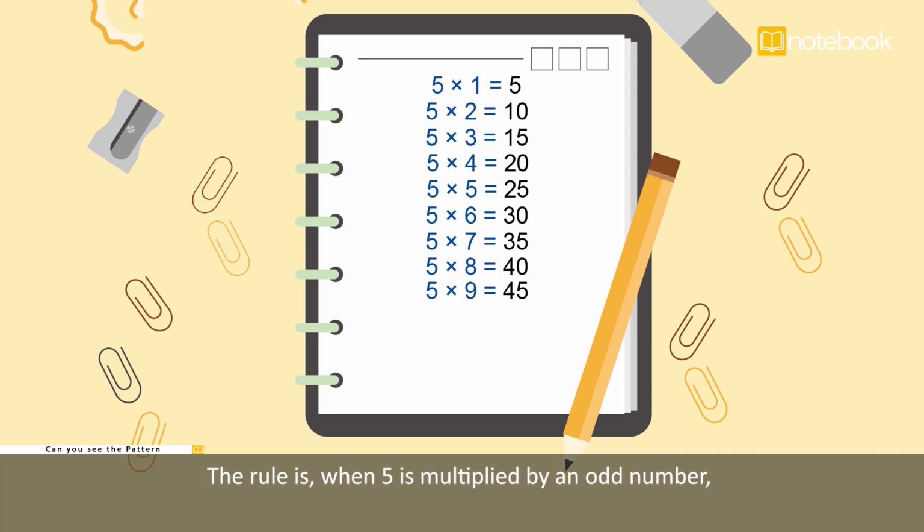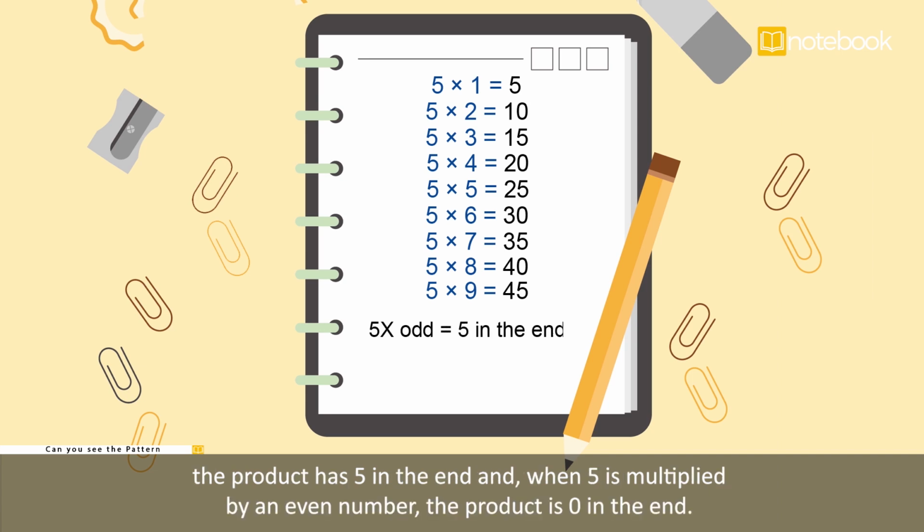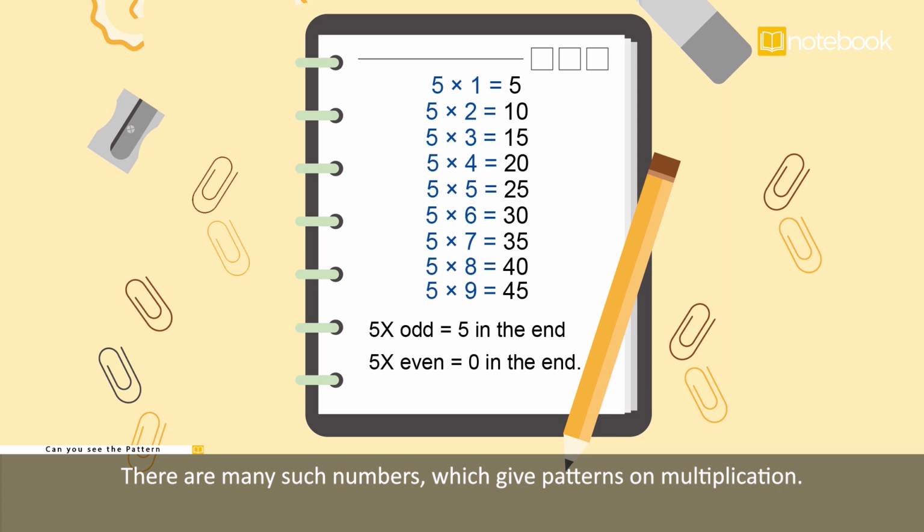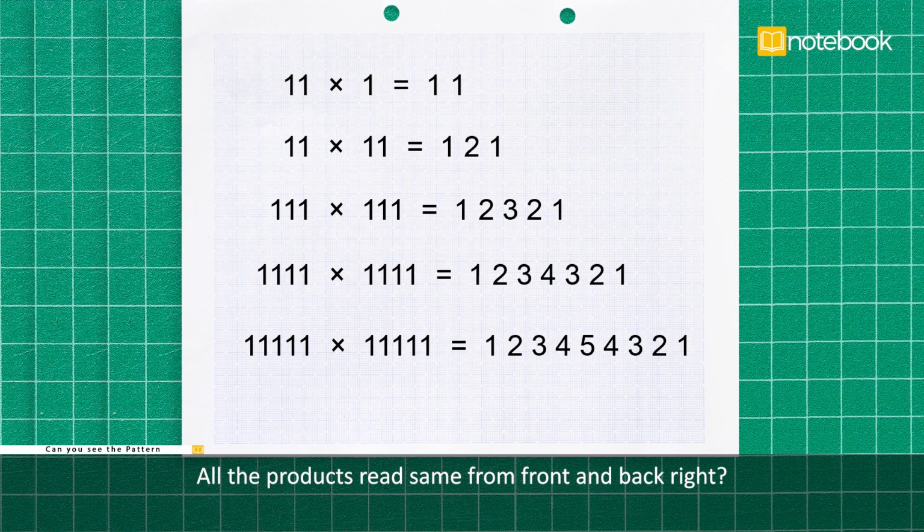The rule is, when 5 is multiplied by an odd number, the product has 5 in the end. And when 5 is multiplied by an even number, the product has a 0 at the end. This is true for any number which has 5 in the end, like 15, 25, 35 and so on. You can check the results yourself. There are many such numbers which give patterns on multiplication. For example, this table. All the products read the same from front and back, right? They look similar to some words and dates we learned, isn't it?